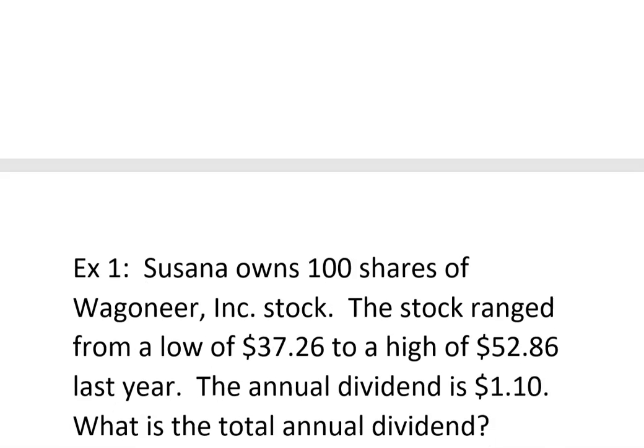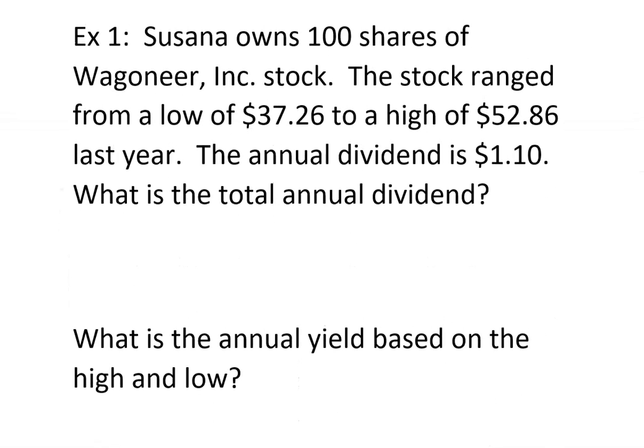All right, so there's a couple of formulas. We'll go through those when we do example 1. Susanna owns 100 shares of Wagoneer Incorporated stock. The stock ranged from a low of $37.26 to a high of $52.86 last year. Some of the problems only have one number in them, so some of them don't do the low and then the high separately. They'll just say the stock was this price. So it depends on how they word it as to how you complete it.